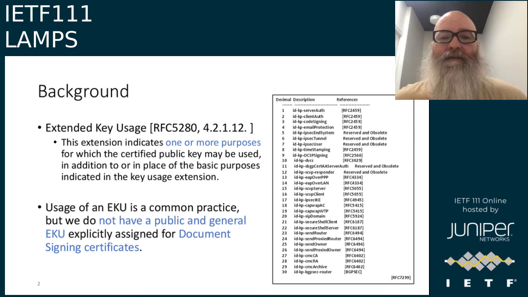So some background here. There's the extended key usage extension, which is defined in 5280, which allows the extension to indicate one or more purposes for which the certified public key can be used. And you'll see on the right, there's a whole bunch of them. They've been defined over time in various RFCs, and they're used all over the place. They were probably used a little bit more at the beginning than later, but they are out there. There are general purpose ones for signing of emails and other things, but not one specifically for signing documents per se.